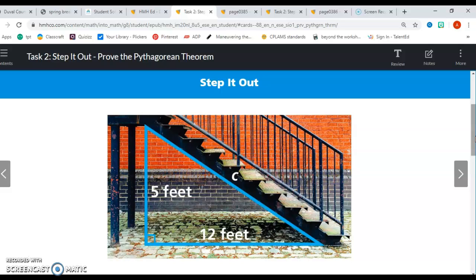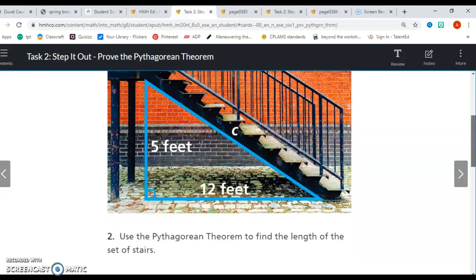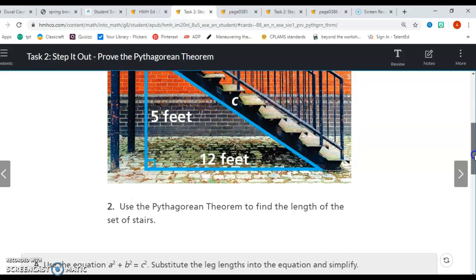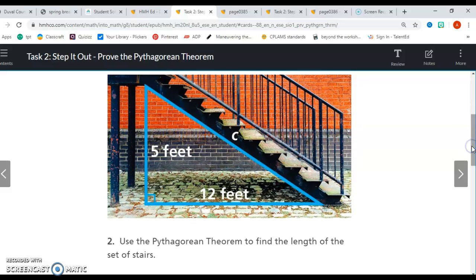Let's start. We've got step it out number 2. Use the Pythagorean theorem to find the length of the set of stairs. Use the equation a squared plus b squared equals c squared in order to solve for the hypotenuse c. If you remember before we left for spring break, we identified that the height is always our a value, the base is always the b value, and the c is always the hypotenuse.